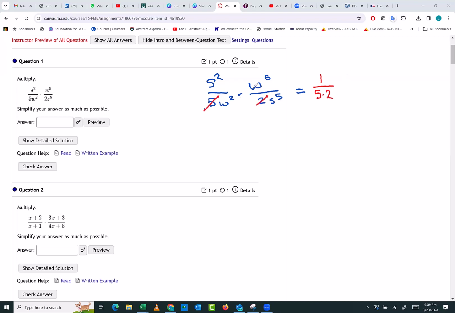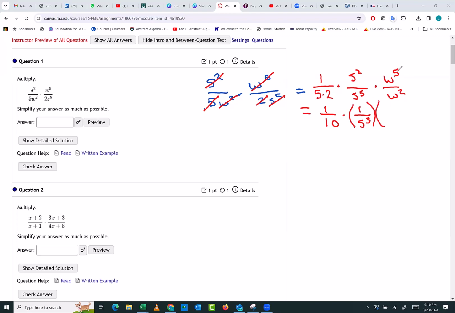That's this 5 and this 2 times s squared divided by s to the fifth times w to the fifth divided by w squared. And now it's really easy to see that this is 1/10 times, I have 5 s's in the denominator, I have 2 s's in the numerator. I can subtract 5 minus 2, and I can just leave that value in the denominator.